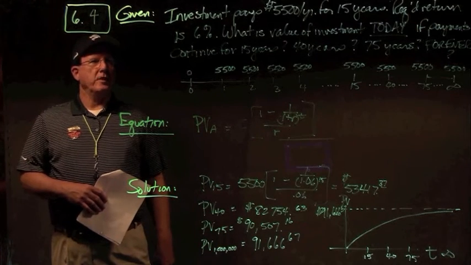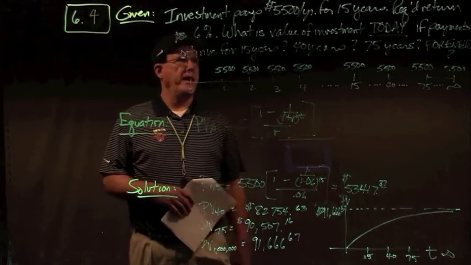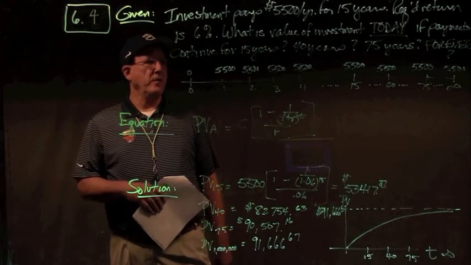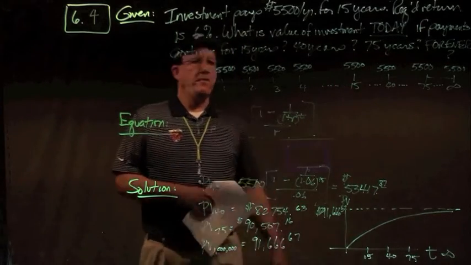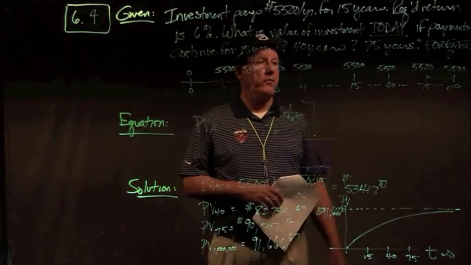In problem 6.4, we have an investment that pays $5,500 a year for 15 years. The required return on this investment is 6%. What is the value of the investment today? So what are we looking for? Present value, if payments continue for 15 years, 40 years, 75 years, and forever.